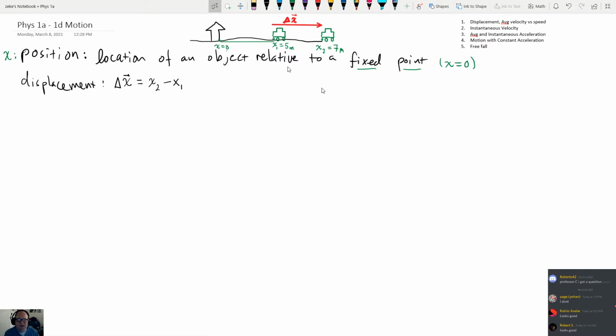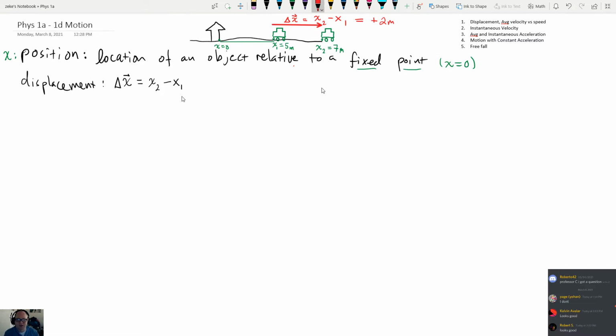So that's going to be delta x right there. That's just too hard to read, I think. Write it again. Delta x would be equal to x2 minus x1, which is 7 minus 5, which is going to be positive 2 meters. And I'll go ahead and put another vector symbol up here.